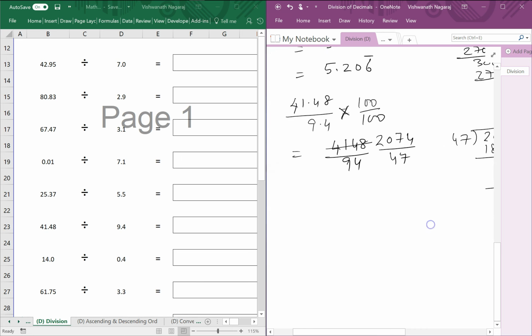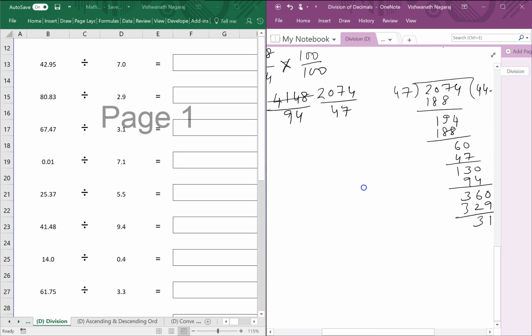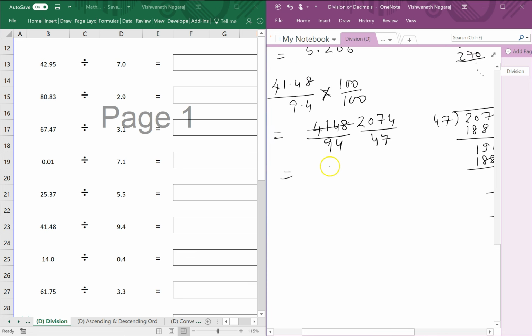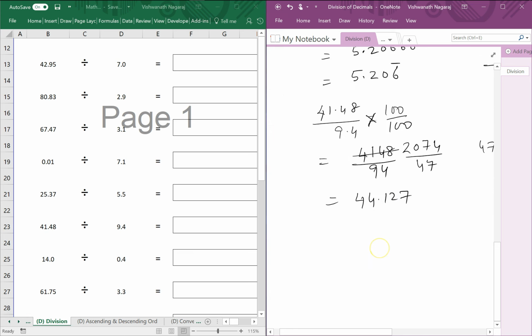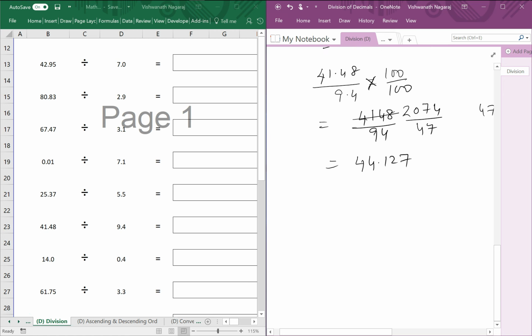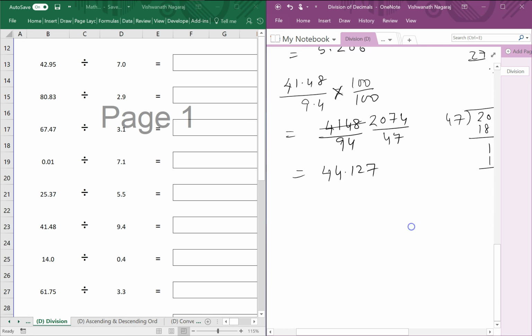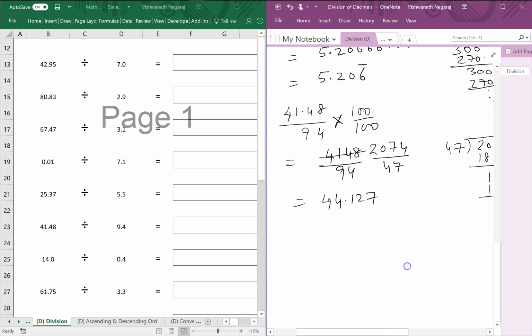or we can stop after the specified number of decimal places. So this is what, 44.127. Doesn't matter how many decimal places or how many integer places are there, you should be able to do these divisions. My only suggestion is, before you actually do the long division, simplify it first, so that your long division becomes easier.